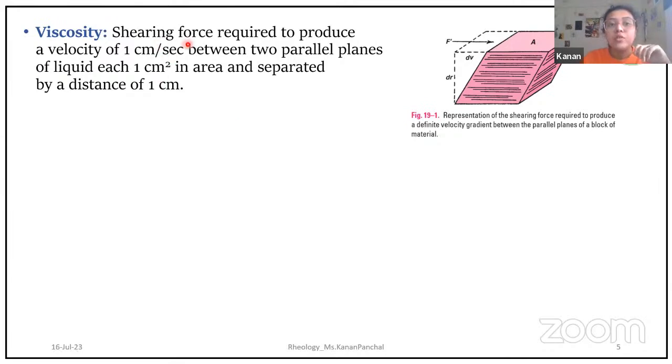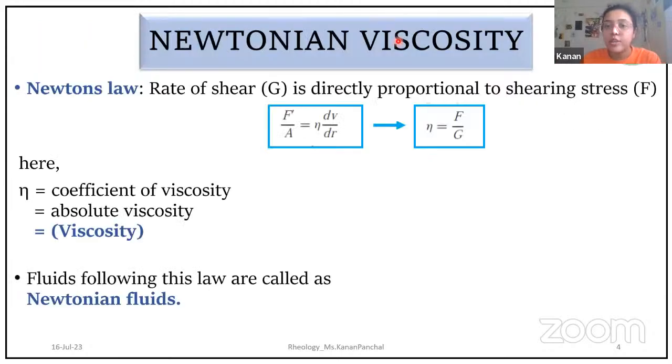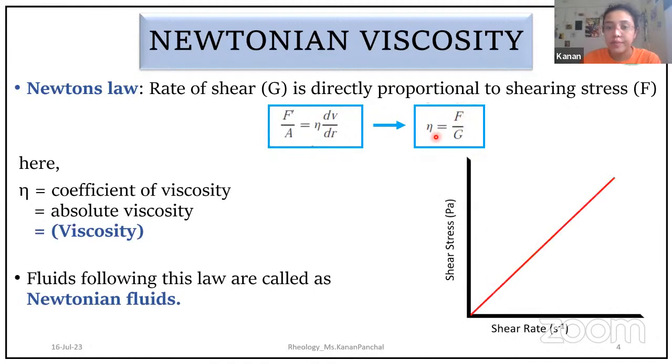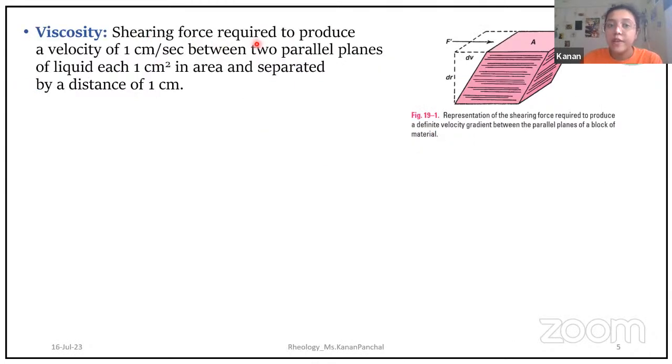Okay. So shear force required to produce a velocity of 1 centimeter. ये इक्वेशन पकड़ो तुम, eta equals F by G, shear stress upon shear rate. So the shearing force required to produce a velocity of 1 centimeter per second between two parallel planes of liquid, जिसका distance or area is 1 centimeter square and separated by a distance of 1 centimeter. So viscosity is that force which is required to produce this velocity.